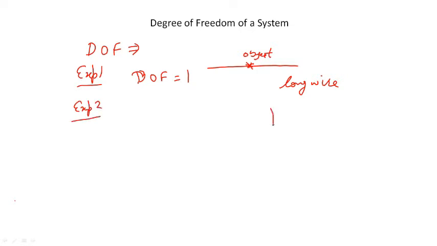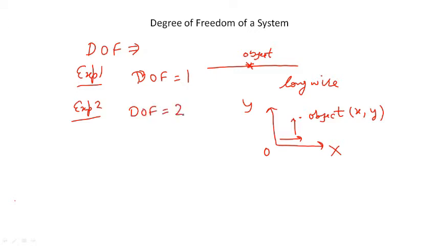Let us take an object in two-dimensional space. This is the origin, this is your x-axis, this is your y-axis, and the object is placed here. You know that to specify the position of this object in two-dimensional space, you require two Cartesian coordinates x and y. First we move x and then we move y. So here the degree of freedom in this case will be 2.